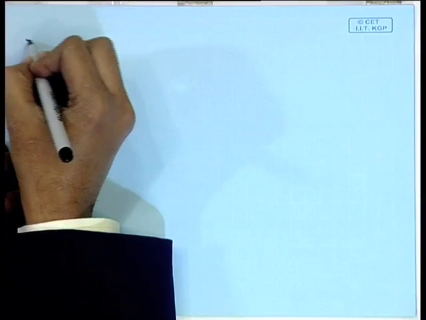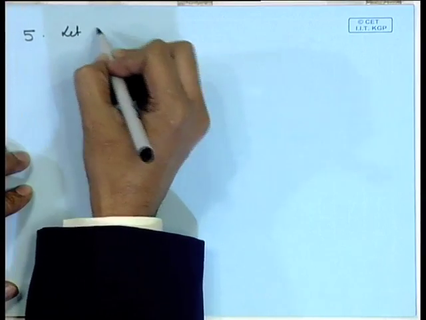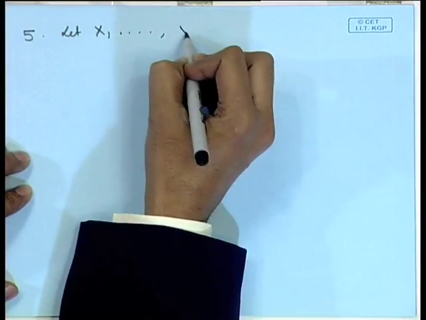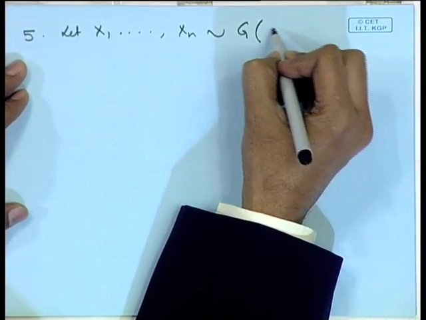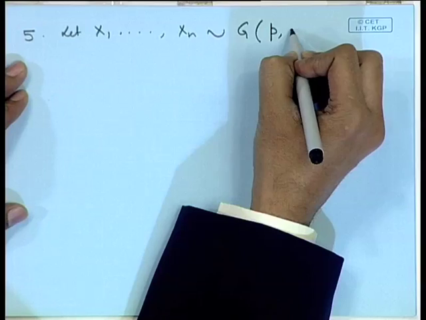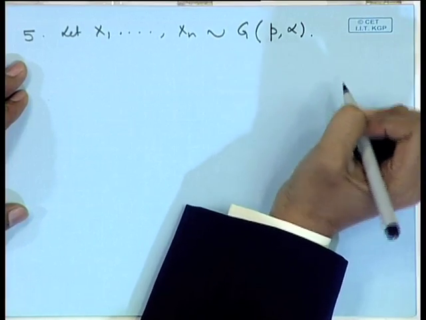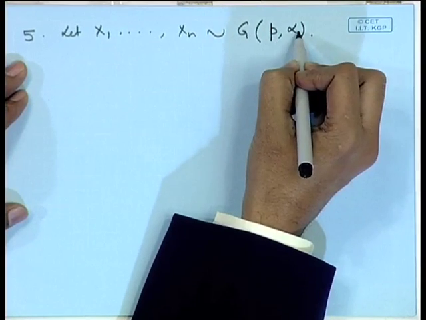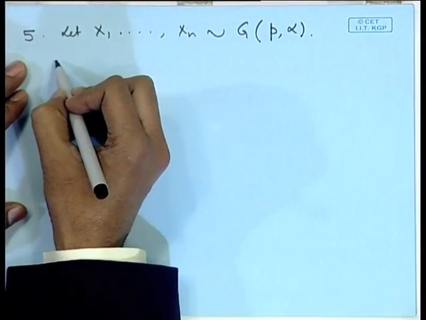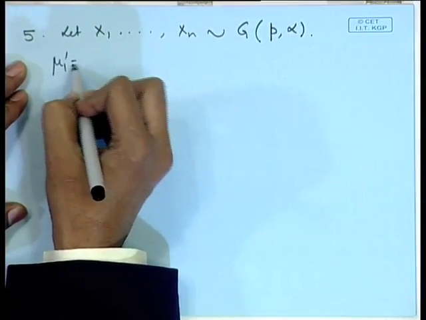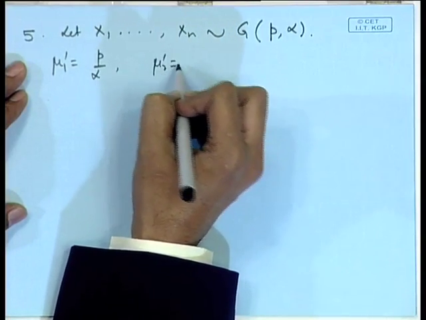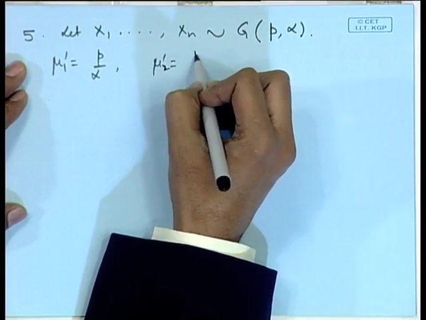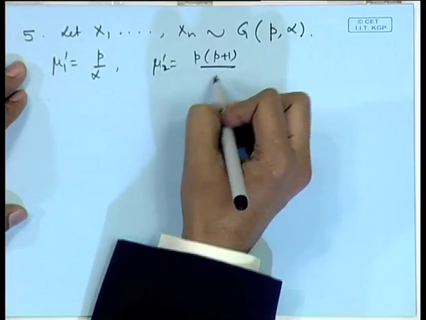Let me take one more example here. Let x 1, x 2, ..., x n follow a gamma distribution, and I will consider the two parameter situation, gamma(p, alpha), where p is the shape parameter and 1 by alpha is the scale parameter. So, here mu 1 prime is equal to p by alpha and mu 2 prime is equal to p into p plus 1 by alpha square.